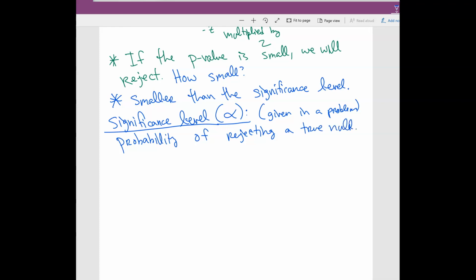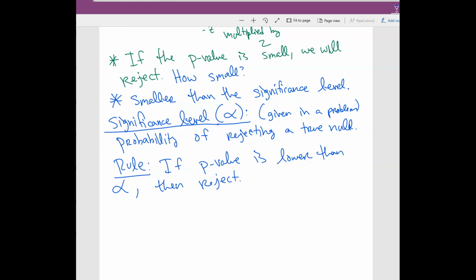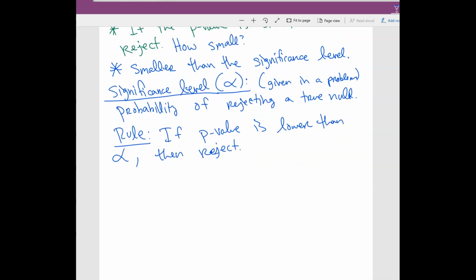So here's my rule of thumb. If the p-value is lower than alpha, then reject. If it is lower than alpha, then reject. If not, we fail to reject. Okay, that's basically the rule of thumb. That's how we're going to reject and fail to reject.